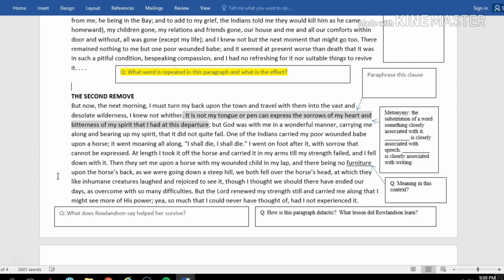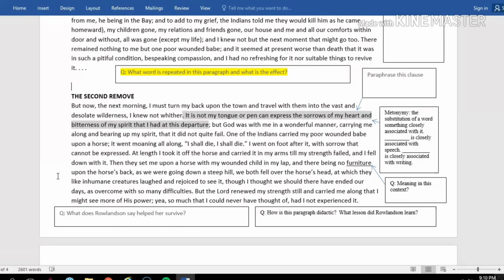It went moaning all along, "I shall die, I shall die." I went on foot after it, with sorrow that cannot be expressed. At length I took off the horse and carried it in my arms, till my strength failed, and I fell down with it.